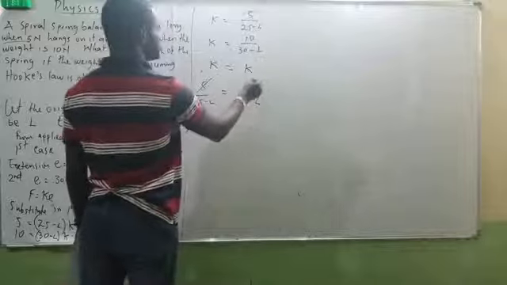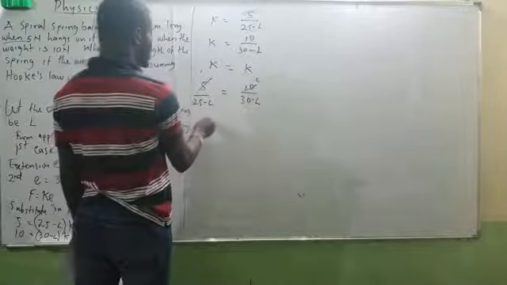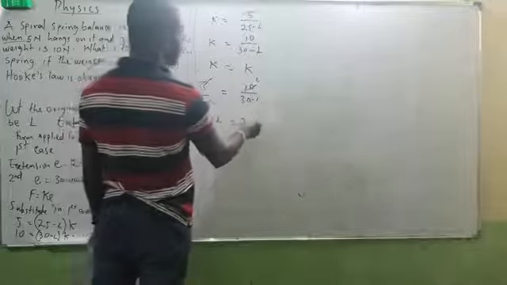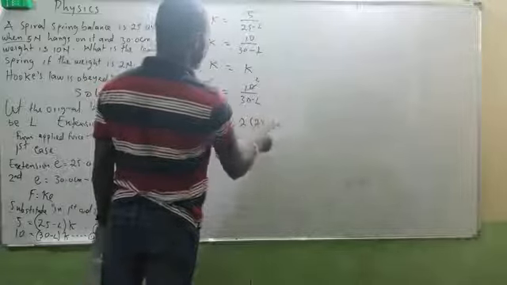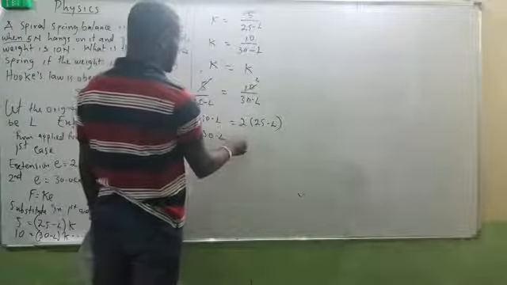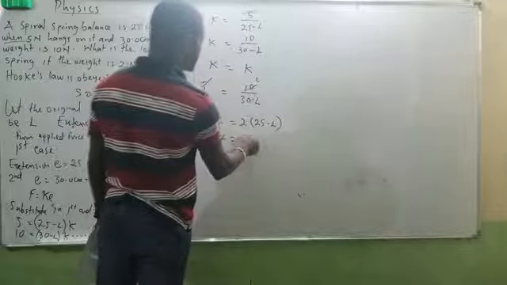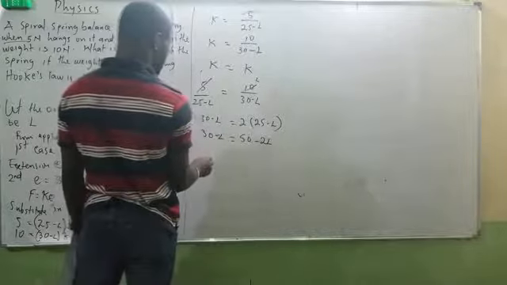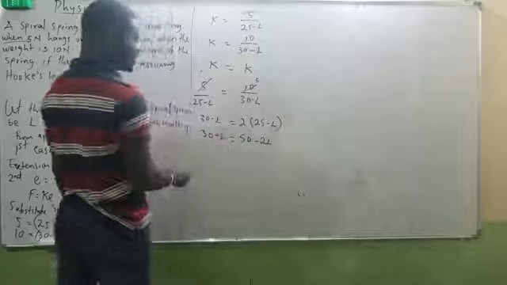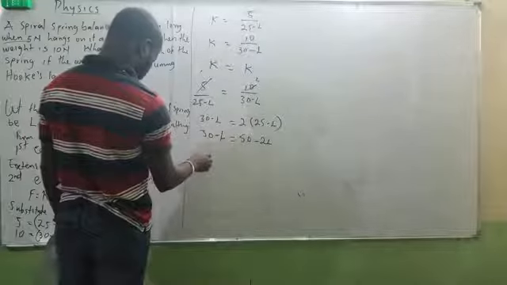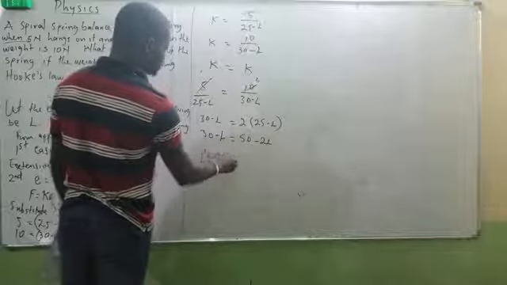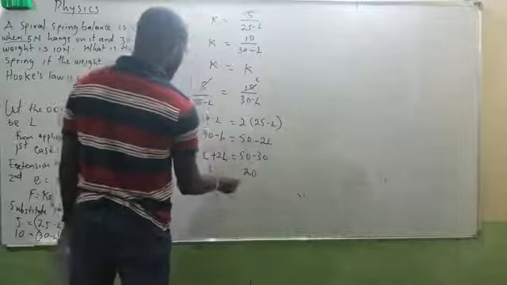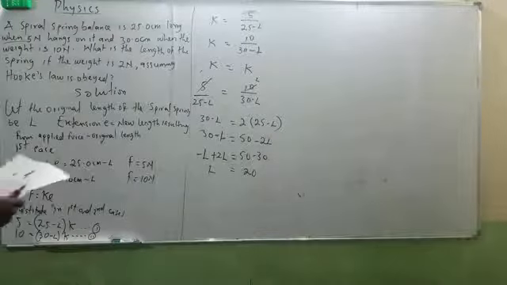Equation 1, equation 2. Now, I think I'll be having 30 minus L multiplied by 1 equals 2 bracket of 25 minus L. Now, I will be having 30 minus L equals 50 minus 2L. This is the L, not 2, sorry. I'll be having minus L plus 2L equals 50 minus 30. We have 20, and this is going to be L. It means my L equals 20. My L equals 20.